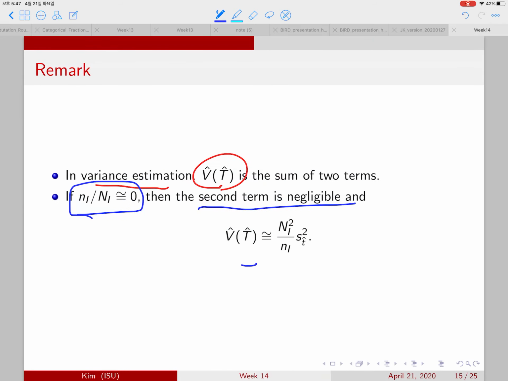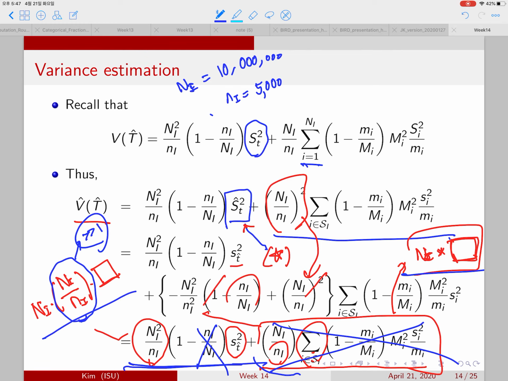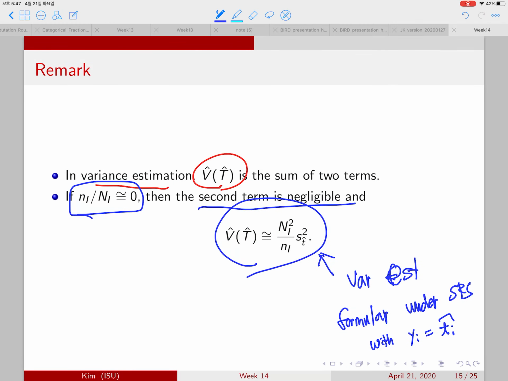That means you just have this simple formula. So basically, what is the formula? You have the variance estimation formula under simple random sampling with y_i replaced by t_i hat. That's it, right? So the derivation is quite involved, but in the end, the formula is actually quite simple.